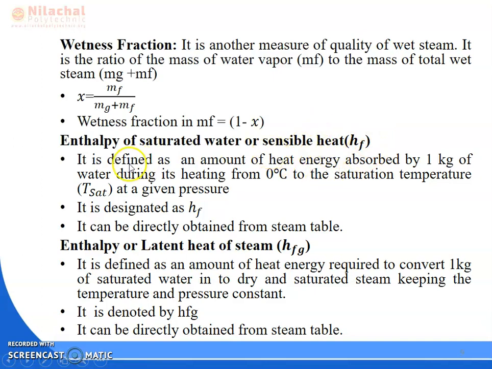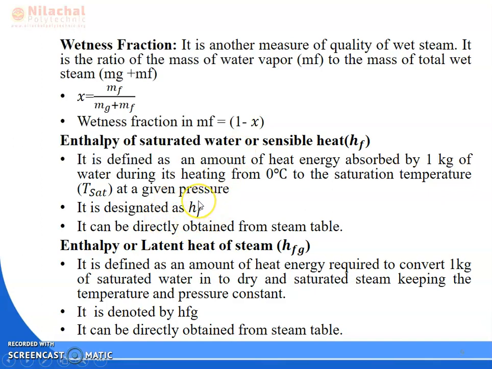What is HF? It is defined as the amount of heat absorbed by 1 kg of water during heating from 0 degrees centigrade to saturation temperature. What is your saturation temperature? 100 degrees centigrade. So 0 degrees centigrade water will be converted to 100 degrees centigrade water. Only temperature will be increased, so it will be known as sensible heat, or you can say that it is your enthalpy of saturated water.